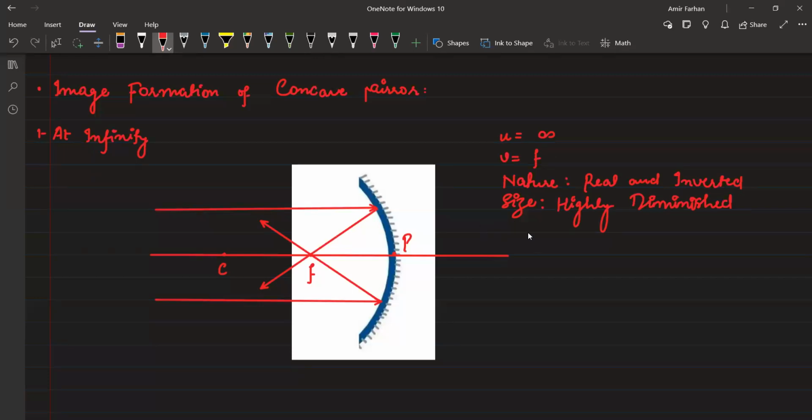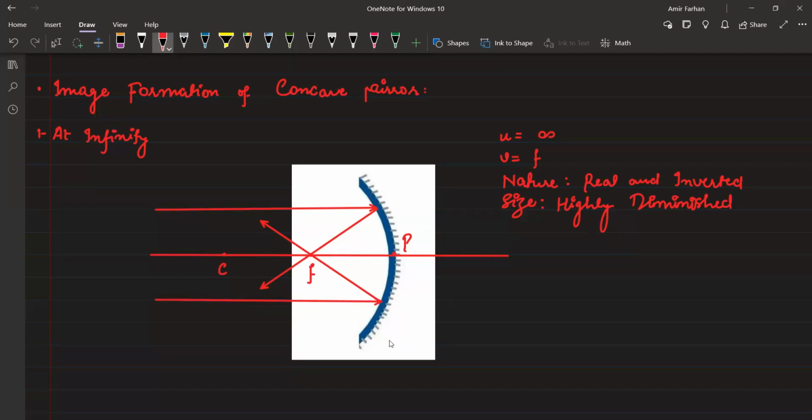Okay, so these are the things that you have to remember to understand the type of image and the size of image. Okay. Yes or no, everybody? Yes, sir. Okay.